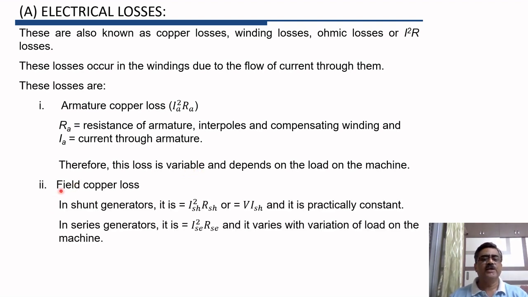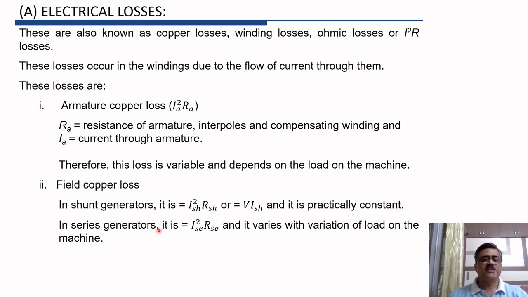Now the second loss is field copper loss. You know that there are two types of field windings, shunt winding and series winding. In the case of shunt generators, the copper loss is equal to ISH square into RSH, where ISH is the current in the shunt field winding and RSH is the resistance of the shunt field winding, or it is also equal to V into ISH. As the shunt winding is connected in parallel with the armature, the current through the field winding ISH is almost constant, and therefore the field copper loss which occurs in the shunt field winding is practically constant.